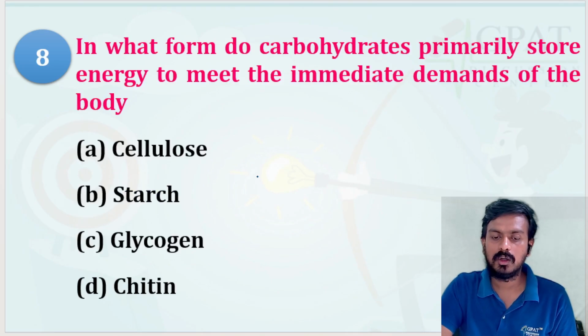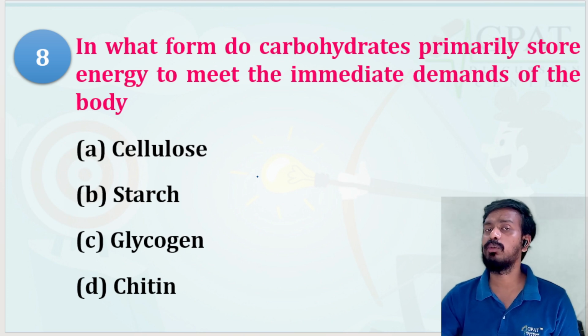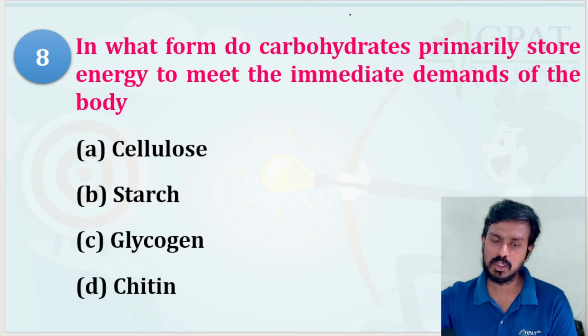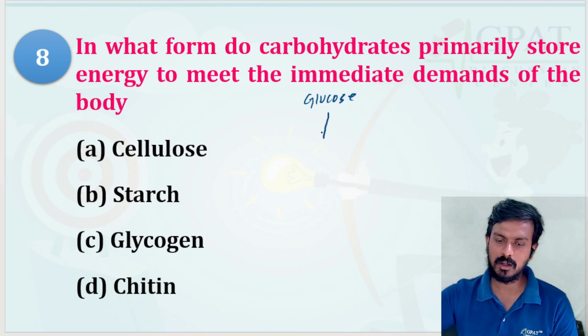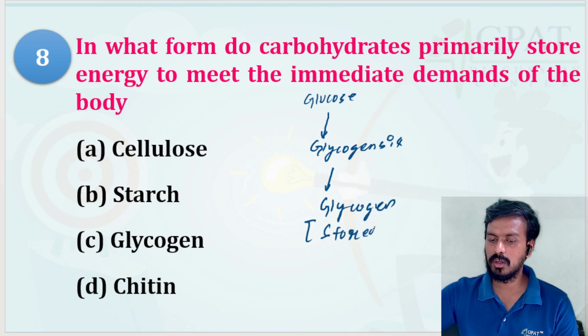In what form do carbohydrates primarily store energy to meet the immediate needs of the body? Okay, very important question. The question is how carbohydrate is stored in your body, so that if it is required at a certain time period, it can be utilized. If you remember, when there is excess glucose in your body, it basically undergoes glycogenesis to form glycogen, and this glycogen is basically stored where? In the liver. It is stored in the liver.